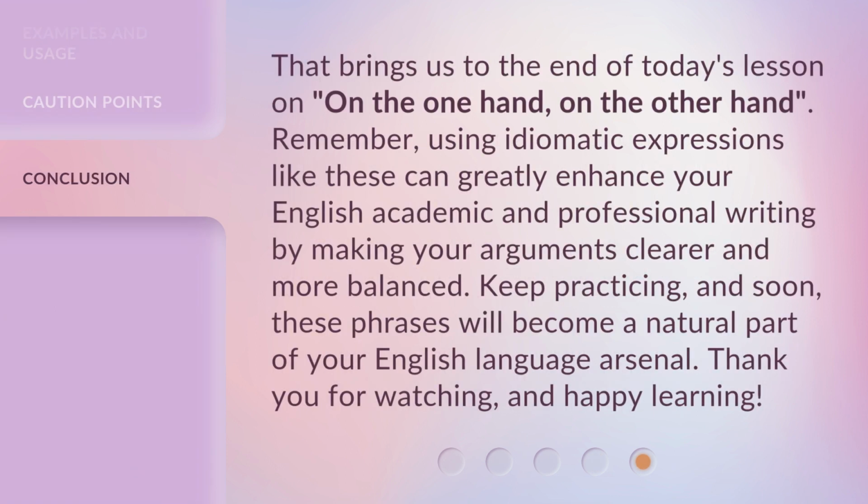That brings us to the end of today's lesson on the one hand, on the other hand. Remember, using idiomatic expressions like these can greatly enhance your English academic and professional writing by making your arguments clearer and more balanced. Keep practicing, and soon, these phrases will become a natural part of your English language arsenal.